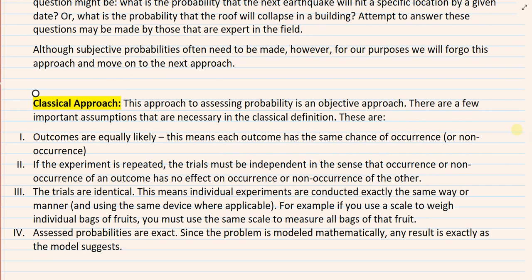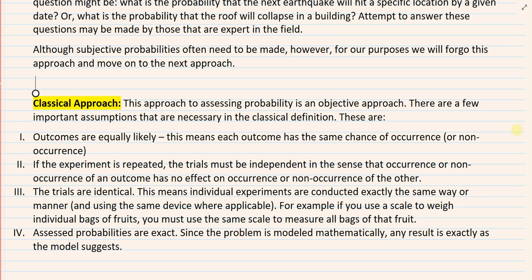That's the classical approach. I have 4 things here for the classical approach. These are the 4 items that must be in place in order to find probabilities using this approach. The very first assumption is that the outcomes we observe are equally likely outcomes. Equally likely means each of those has an equal chance of occurring.